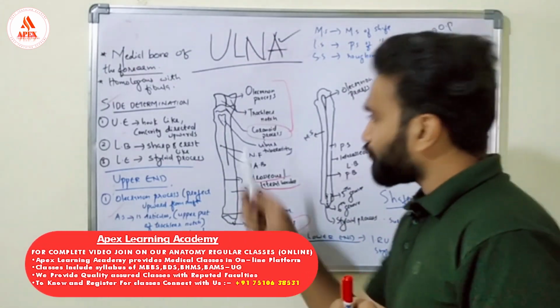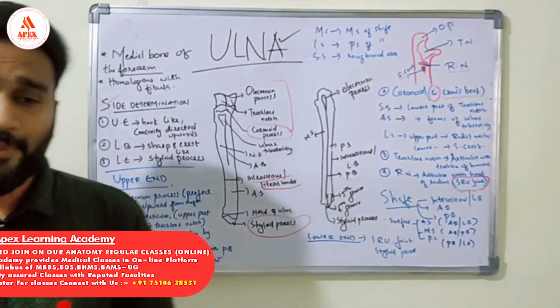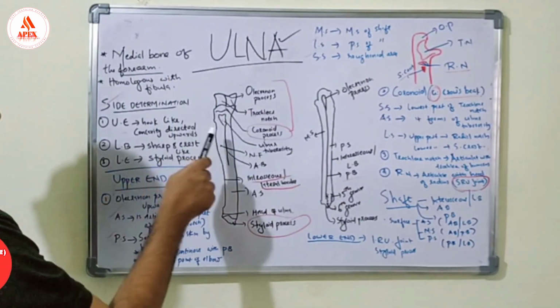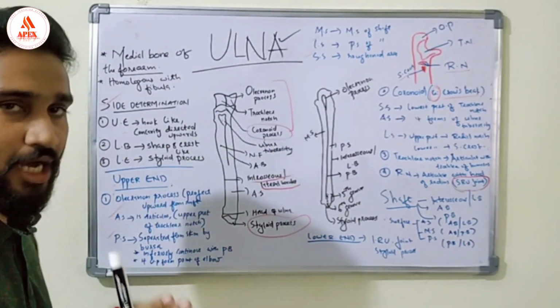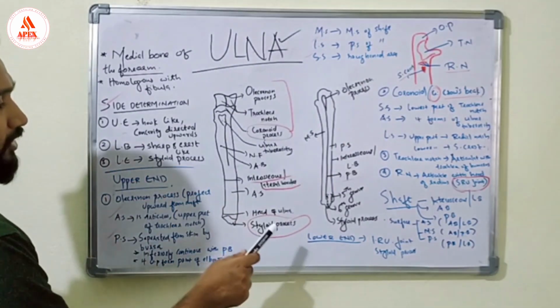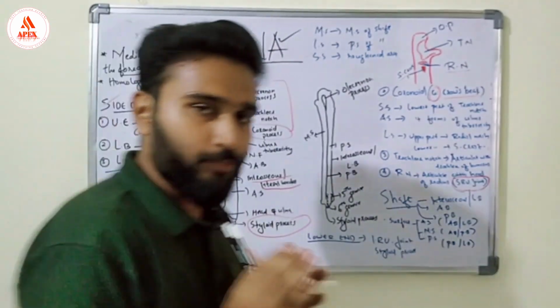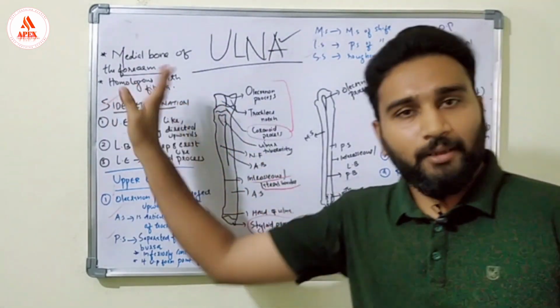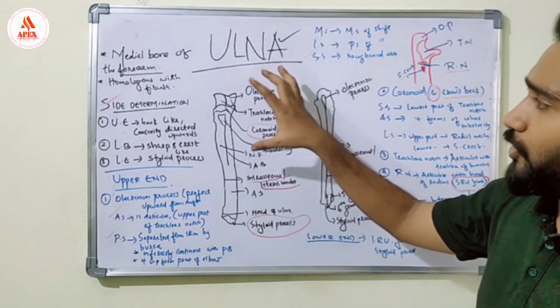So three points. First one is upper end. Upper end is hook-like and the concavity is directed upward. The second one is lateral border or the interosseous border, which is very sharp. And the third one is lower end. There we have the styloid process. This is about the side determination. So side determination completed. Let's move into the upper end.